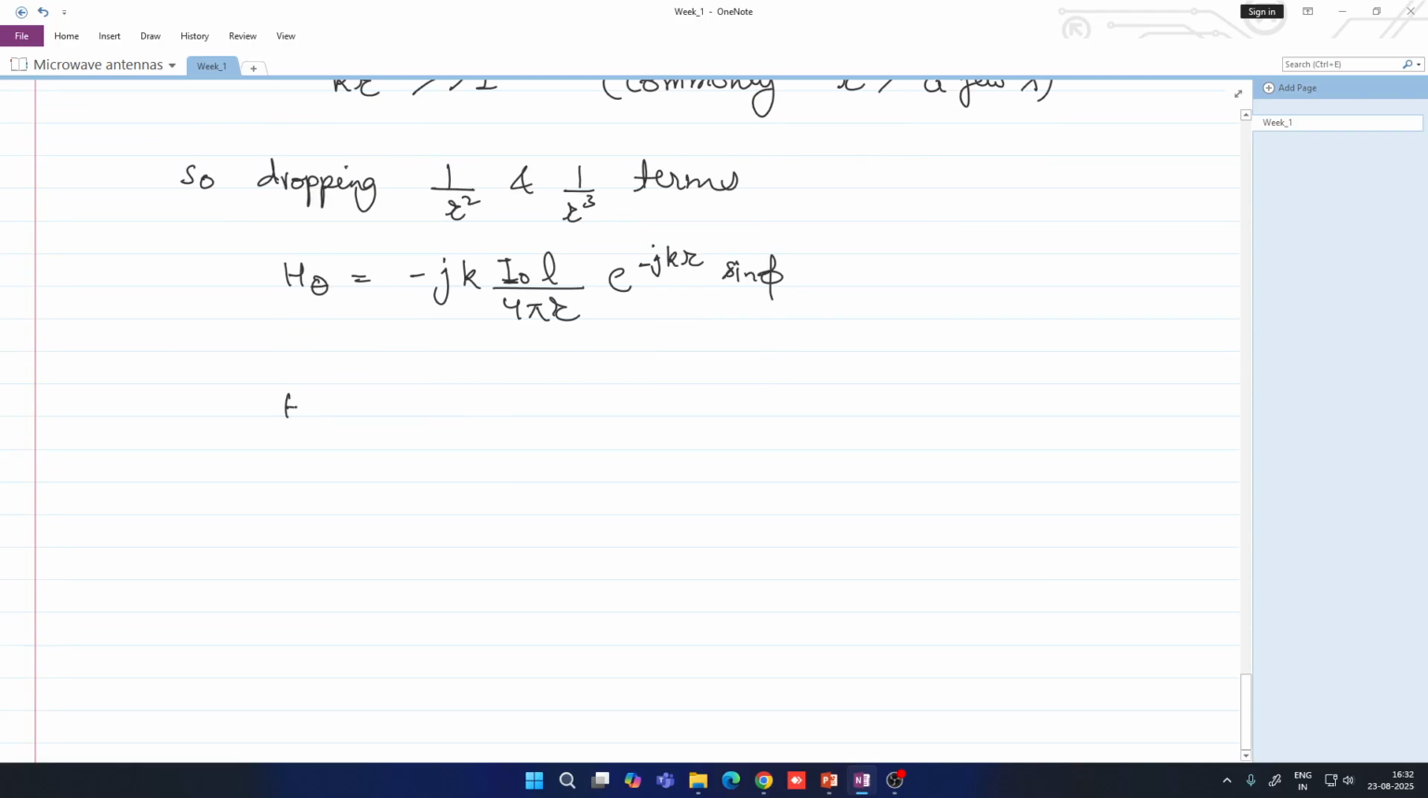And H phi will be equal to minus j k I naught L divided by 4 pi r e to the power minus j k r cos theta cos phi.